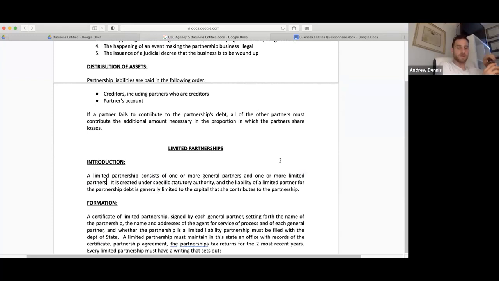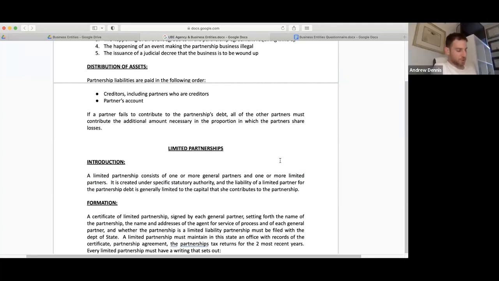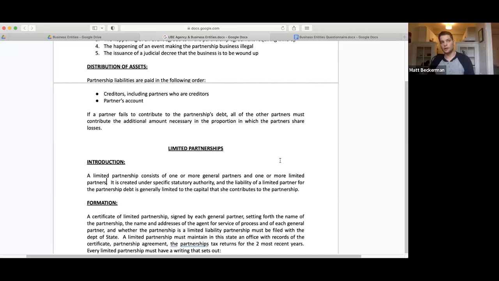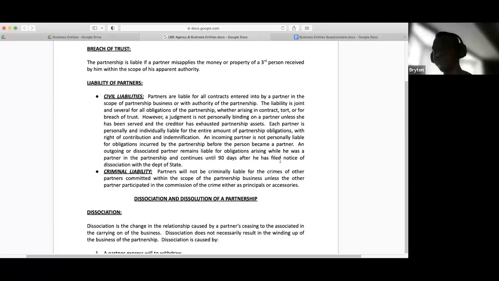What was your question, Brandon? Just one more. So all the partners are liable for all of the torts committed by any of the partners? Not intentional torts necessarily, especially if they're outside the scope of the business. Yeah. But they're liable proportionate to their share of the partnership. The partnership is sued. Okay.